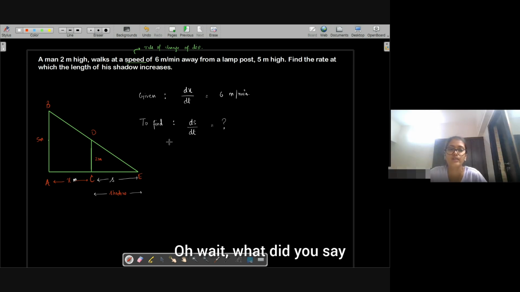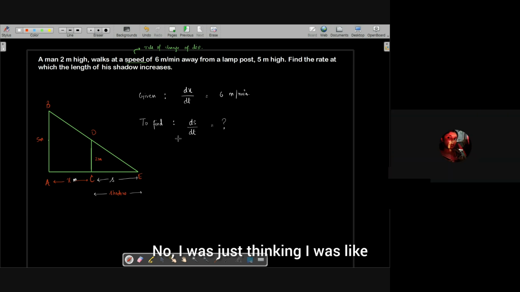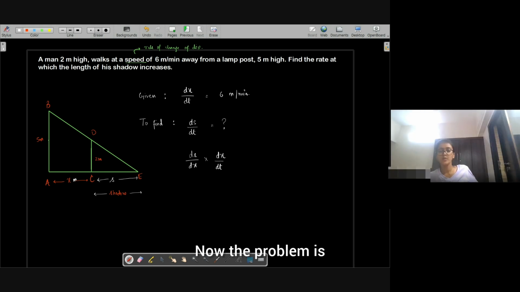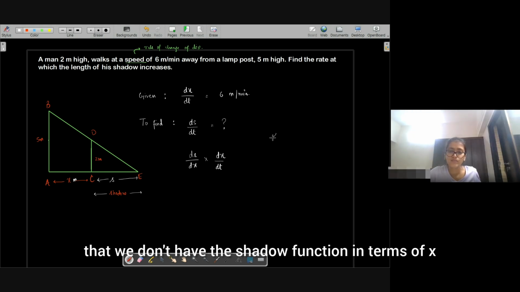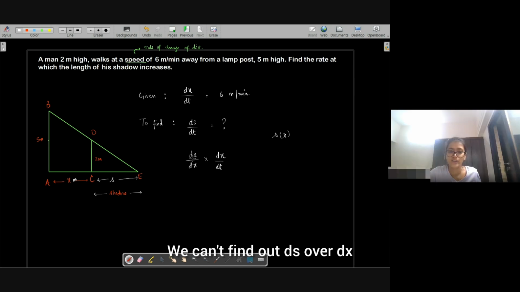Oh, wait, what did you say? Can you repeat that? No, I was just thinking. I don't know if it's right, but maybe ds over dt is equal to ds over dx times dx over dt. Okay. Now the problem is that we don't have the shadow function in terms of x. We can't find out ds over dx.